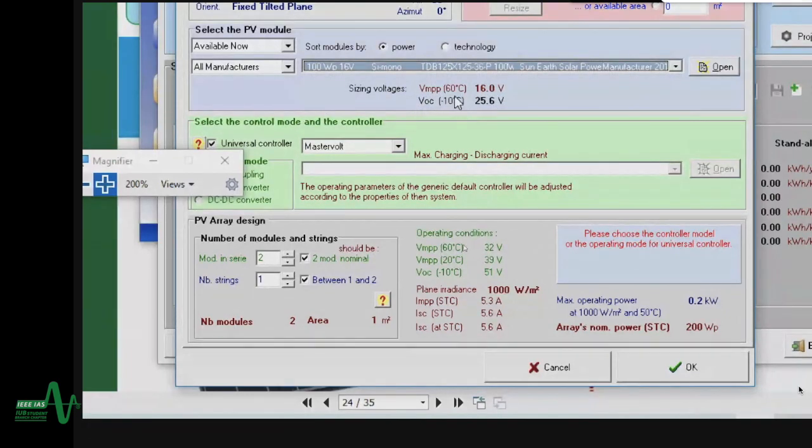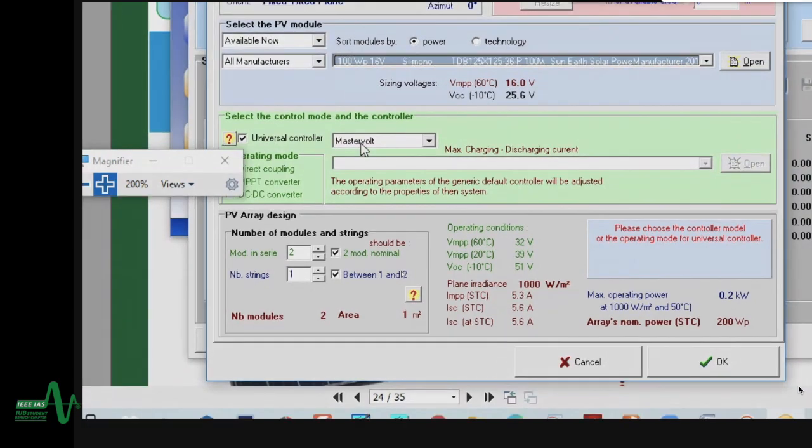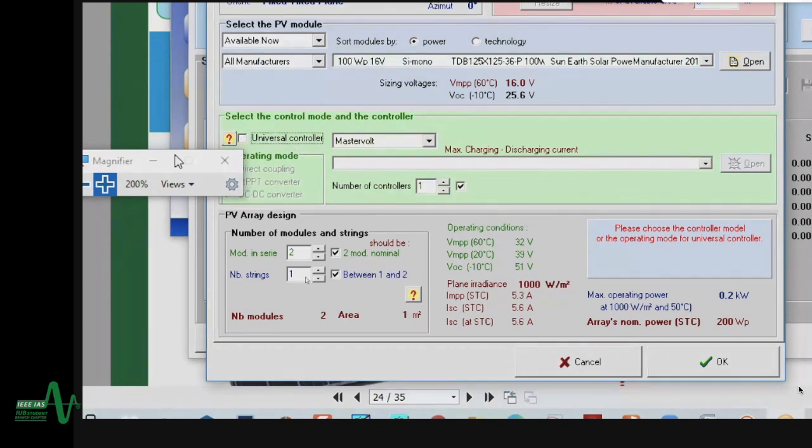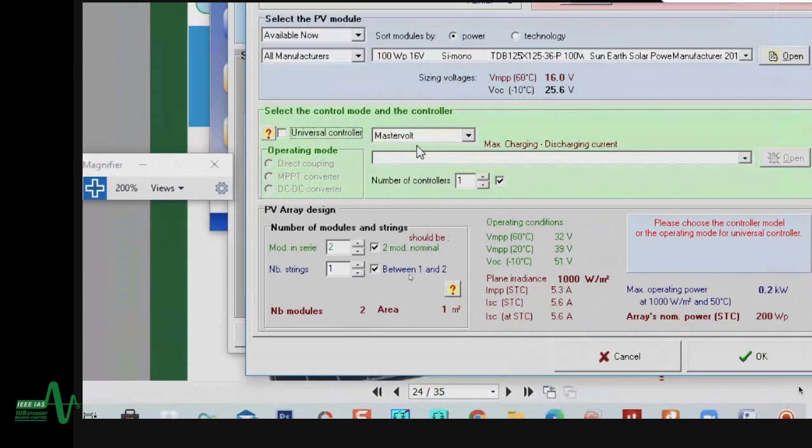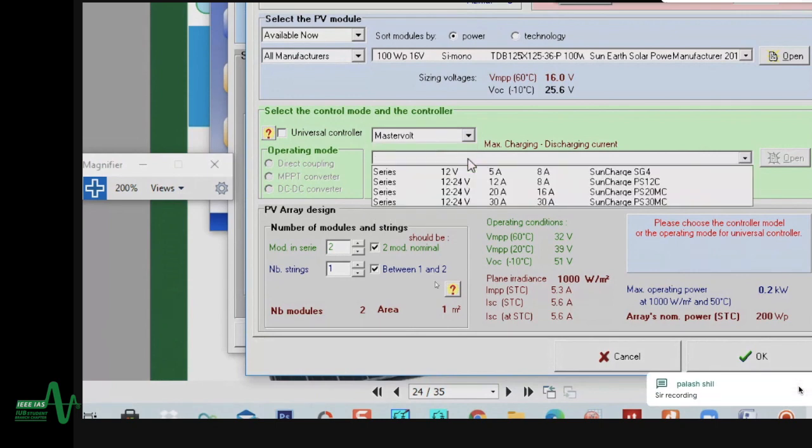No worries. It's actually giving us the information for the maximum power point voltage, VMP, at 60 degrees Celsius: 64. So right now we have to consider the controller. Okay, so controller position. A lot of controller systems are in here: Master Volt, Morningstar, Nest, Pico Power, Nepal, Steca, Solid, oh, lots of them. So I'll just choose Master Volt.